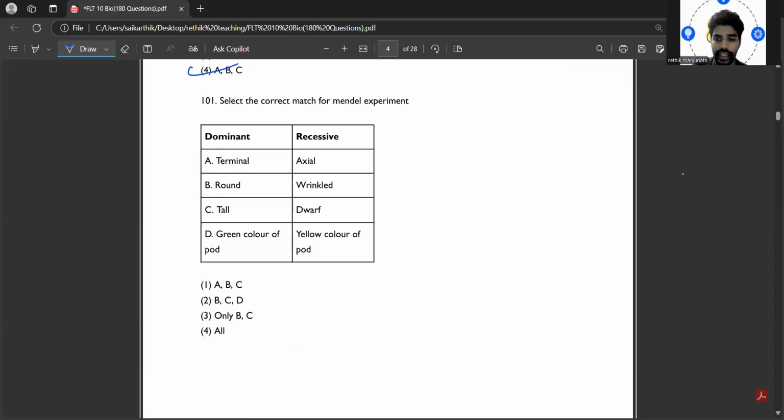Question 101 says, the correct match for the Mendelian experiment. What is the correct match? Axial terminal is correct. Then the round wrinkle is correct. The tall dwarf is correct. Green color of pod, yellow color of pod is correct. So out of this, the correct match for the Mendelian experiment will be B, C, and D.